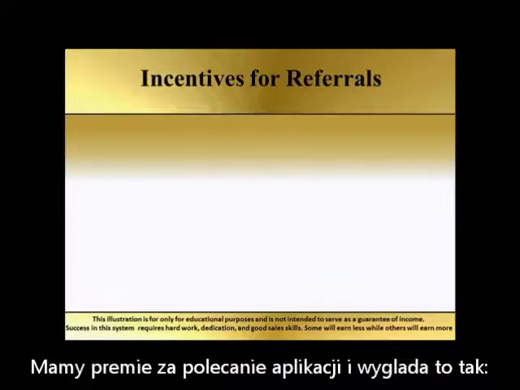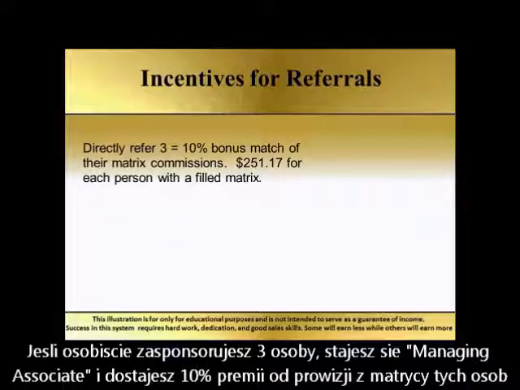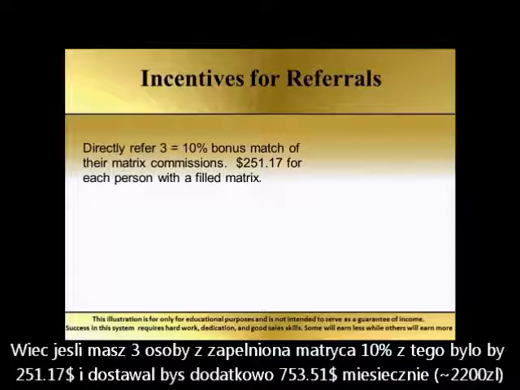Now, how that looks is this. If you simply refer 3 people to the application, it's at that point that you're referred to as a managing associate, and you get a 10% bonus match on anything that those 3 individuals are making from their matrix commissions. So if you have 3 people with a filled up matrix making $2,500 a month, a 10% match of that would be $250 for each person. You'd be making an extra $750 a month.